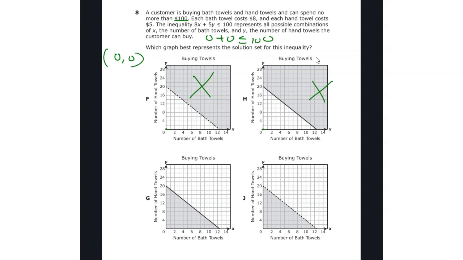The thing we need to look out for is less than or equal to. So that means it has to have a solid line. So this is no good, and G is your best answer.